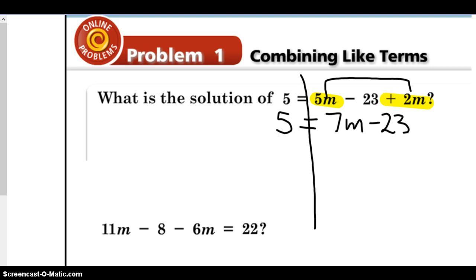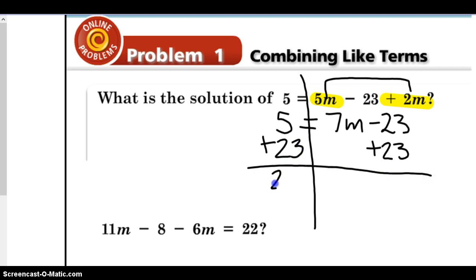Now, what's being done here? 7 times m minus 23. So in order to undo the next thing, I'm going to add 23 to both sides. Again, if I talk too fast, you just slow me down. So over here I get 28 equals 7m. What do you do now? Yep, divide by 7. So I get 4 equals m.